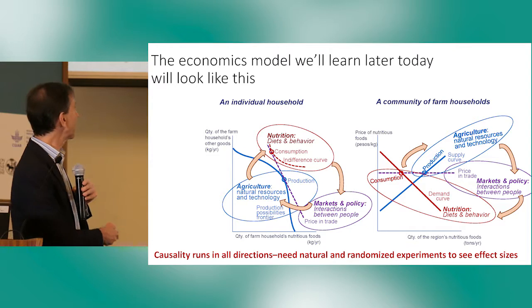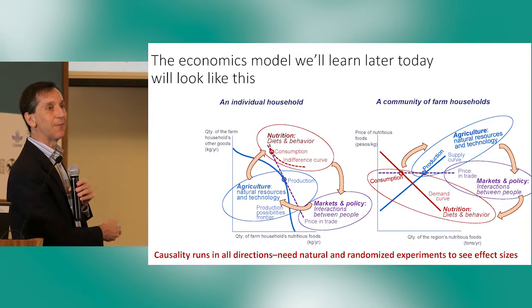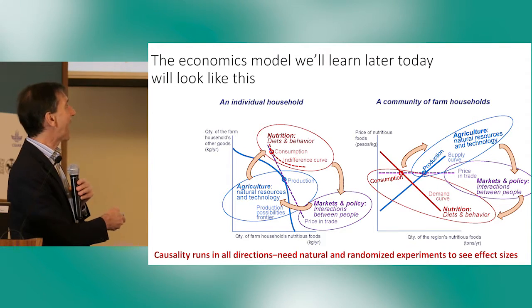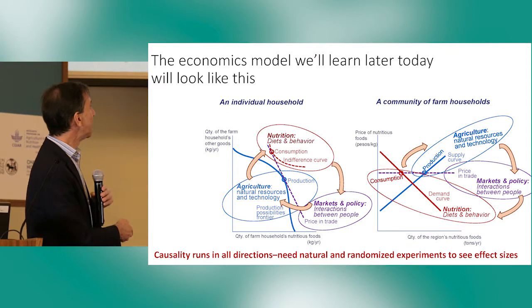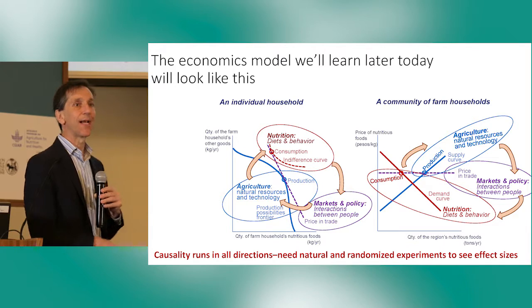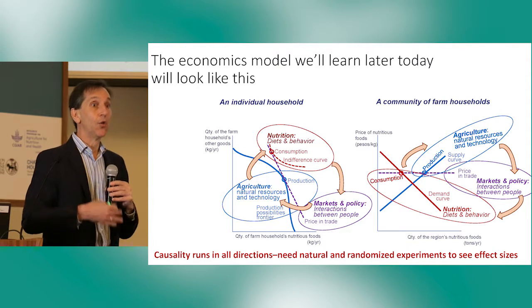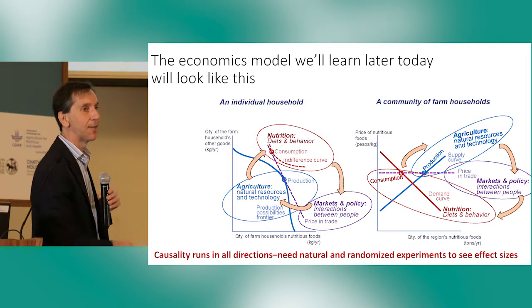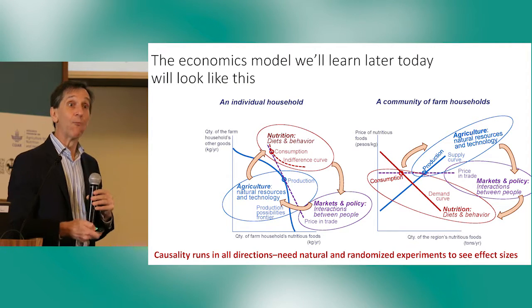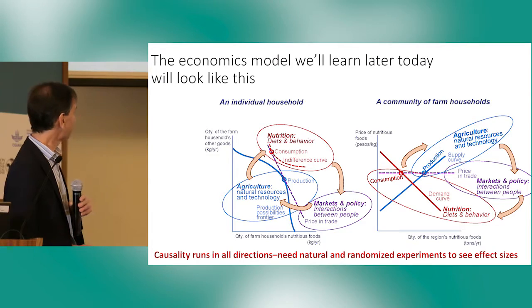Causality runs in all directions, and so we'll need randomized experiments to identify the effect of a new variety on outcomes. We'll need natural experiments, like a fluctuation in rainfall, to identify an effect of production on consumption, and so forth. So this is the framework we'll be using.